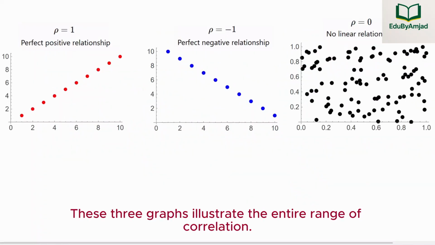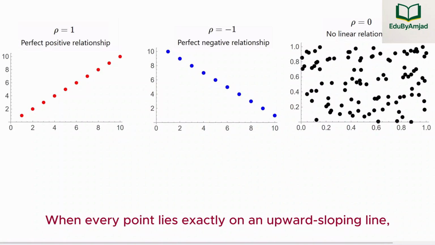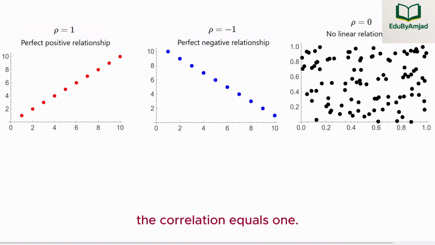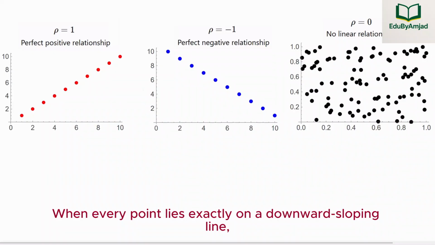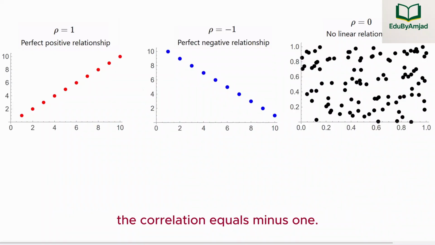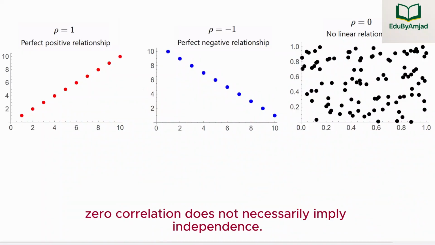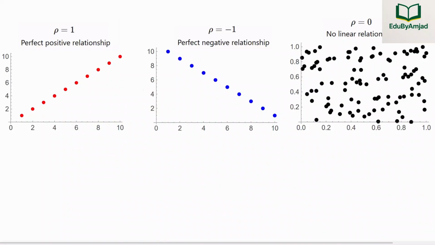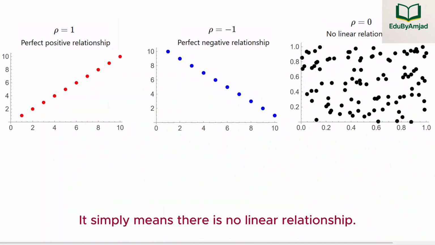These three graphs illustrate the entire range of correlation. When every point lies exactly on an upward sloping line, the correlation equals 1. When every point lies exactly on a downward sloping line, the correlation equals -1. When the points form no clear pattern, the correlation is close to 0. Remember, however, zero correlation does not necessarily imply independence. It simply means there is no linear relationship.